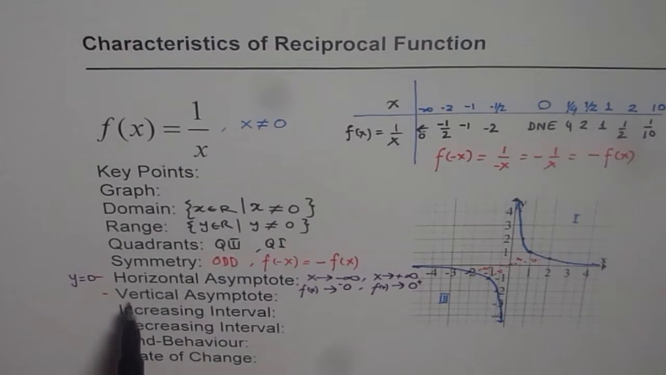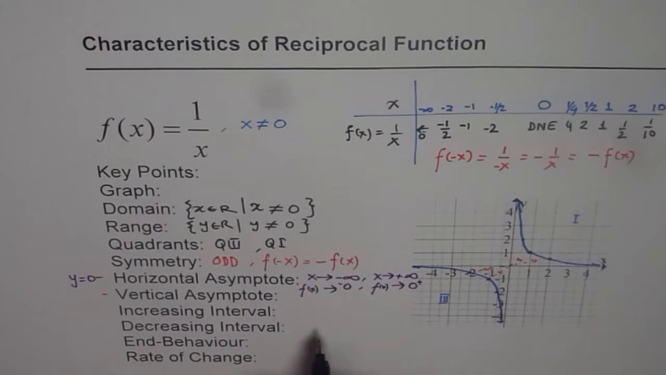Now let's look into vertical asymptote. What is that? Now vertical asymptote is again a point which a function approaches. Rather, I should say a line which a function approaches.